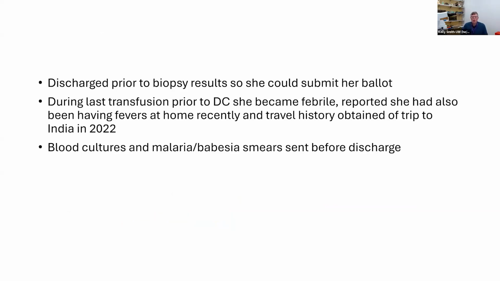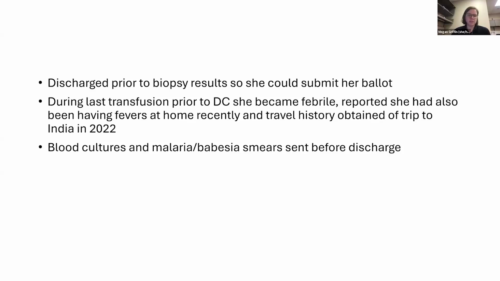So we'll move on to the clinical follow-up. This was early November, and she actually wanted to discharge prior to her biopsy results because she wanted to make sure her ballot was submitted, and this was Tuesday. She did get one last transfusion prior to discharge where she became febrile. There was concern for a transfusion reaction, but then she actually had reported for the first time that she had been having fevers at home up to 105 Fahrenheit.